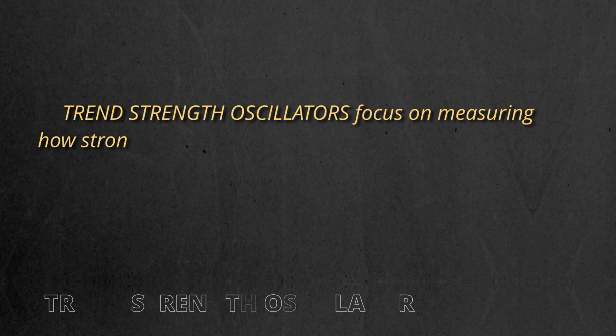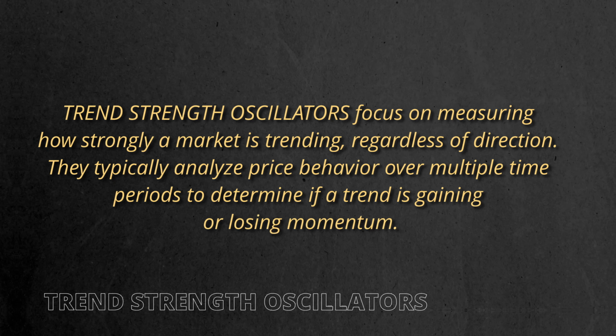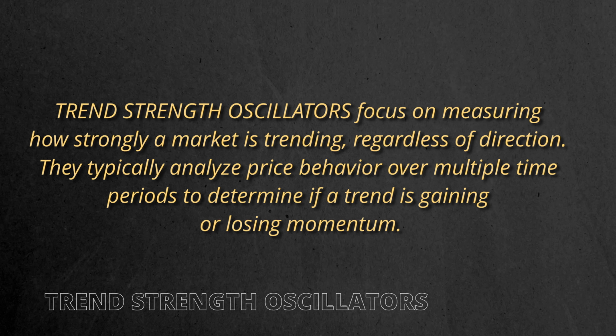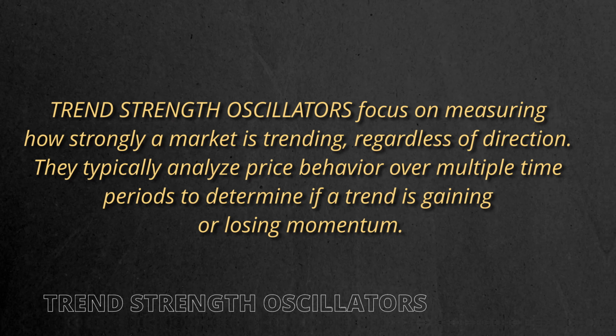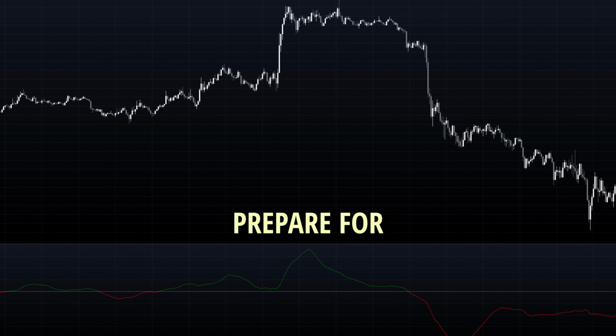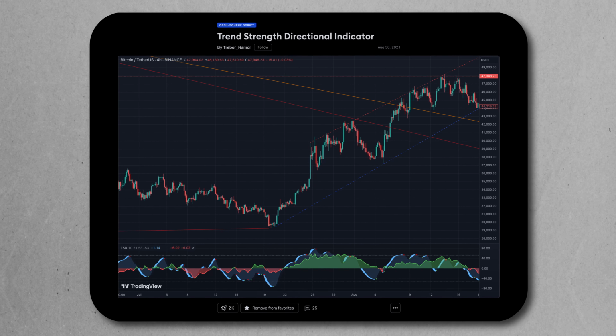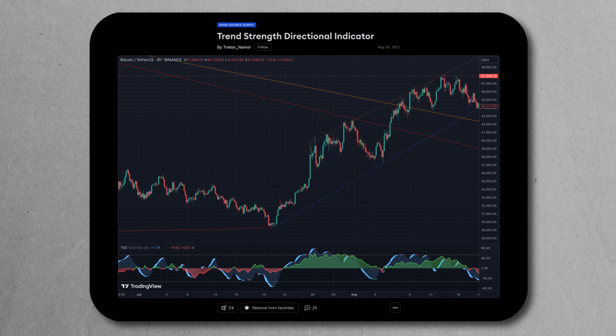Trend strength oscillators focus on measuring how strongly a market is trending, regardless of direction. They typically analyze price behavior over multiple time periods to determine if a trend is gaining or losing momentum. This helps traders decide whether to trade with the trend or prepare for potential reversals. The Trend Strength Directional, TSD, by Ken Lashim helps measure market momentum and trend strength.